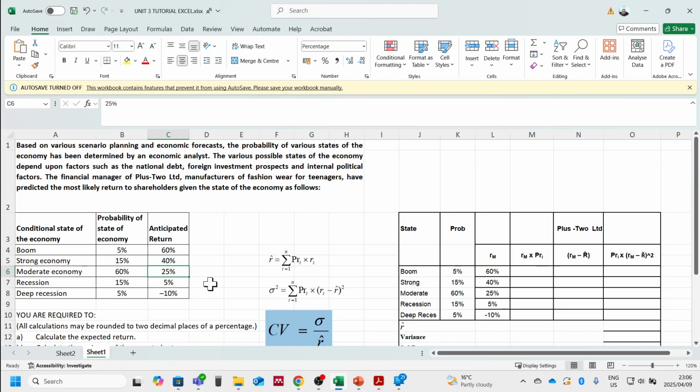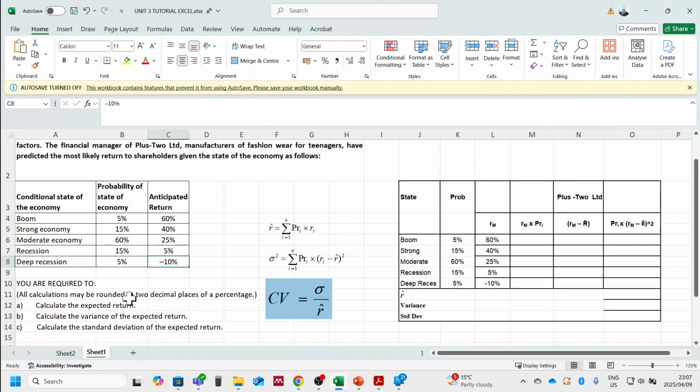when the state of the economy is under recession, the company will have different outcomes, though it might not be 5%. It might be 10% based on the historic return. It might be 15, it might be 5, it might be 6, it might be 4. However, after applying the geometric or the arithmetic historic average return, it came up to 5%. So this is the average return anticipated during a recession period. Therefore, during the recession period, the company is likely to earn a 5% return for the shareholders, whereas under deep recession, it's minus 10%.